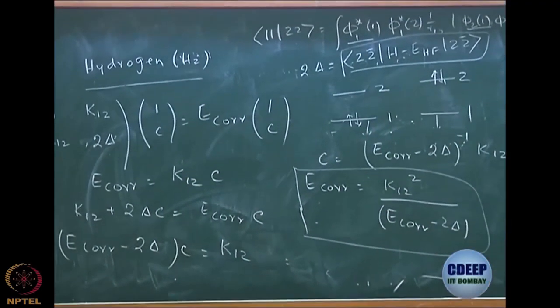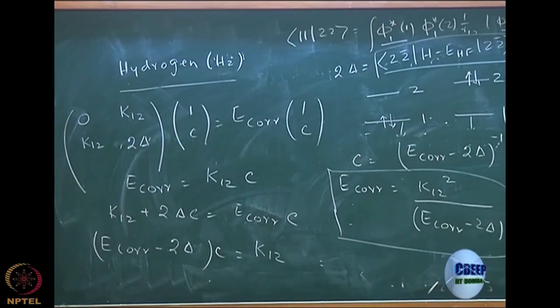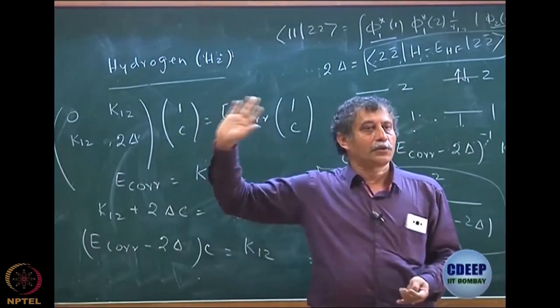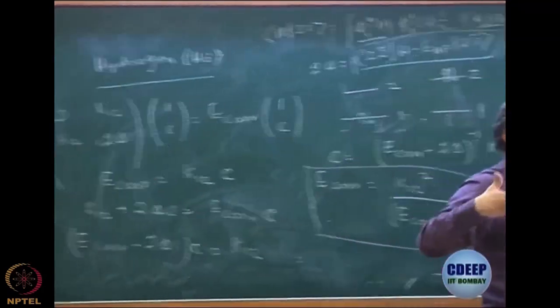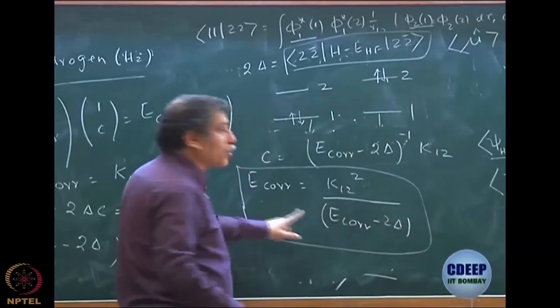So, we have the correlation energy in terms of correlation. Of course, you can solve it iteratively. I could have completely diagonalized this matrix and got it, Jacobi, Householder, but I did not want to do it. I wanted to show you the iterative procedure. So, this is your correlation energy. You can get a root from here.